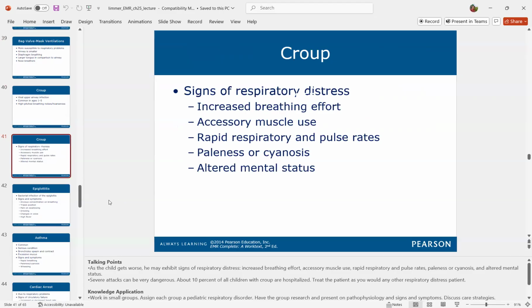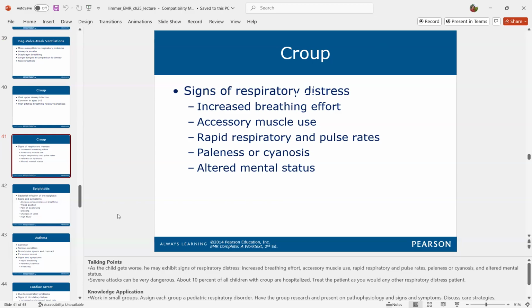Some signs of respiratory distress in those children. As it gets worse, they may exhibit a decreased or an increased breathing effort, their body trying to get oxygen in. Accessory muscle use, so midclavicular and intercostal muscles. Pulse rate is high, respiratory rate is high. They could be pale or cyanotic because that oxygen is not getting where it needs to go, which then leads to altered mental status because our brain, again, is sensitive to oxygen.